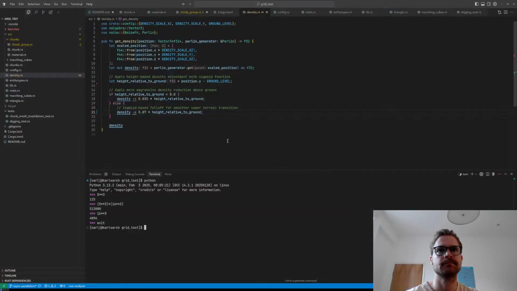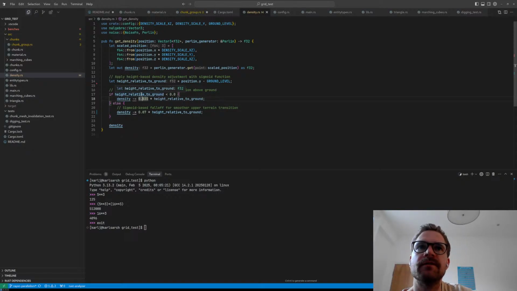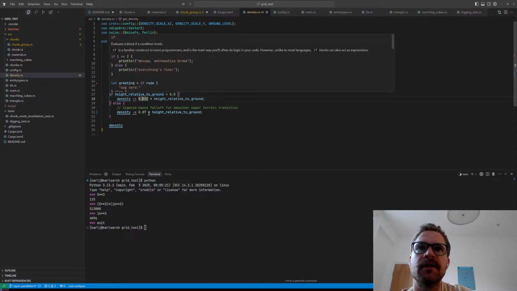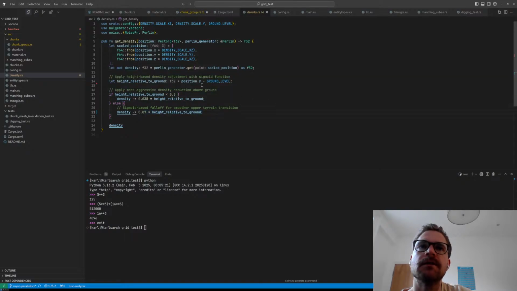Hmm. No, it was that's what I wanted. I wanted to reduce faster above ground because I want there to be a certainty that there is going to be air pretty fast above ground. But I want caves. I think this is for the caves.